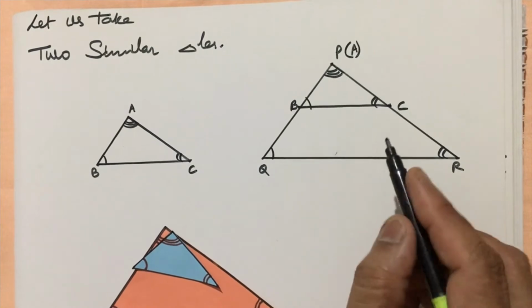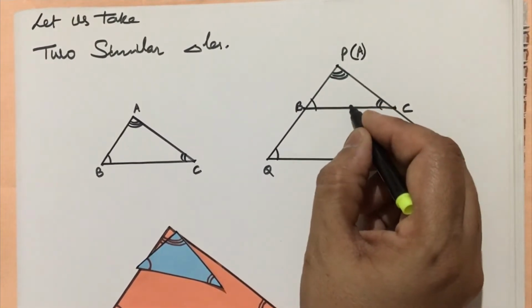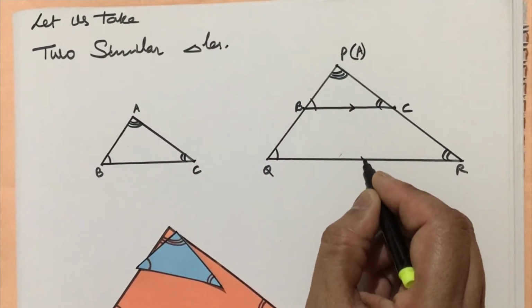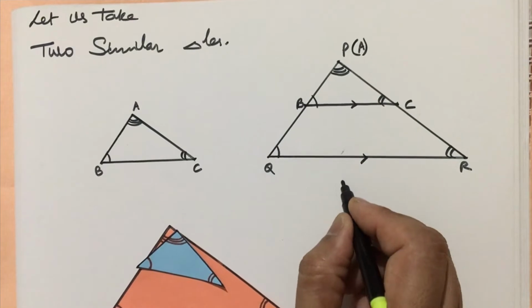So can we say that this BC is parallel to QR? Yes. Now here you can say that this BC is parallel to QR. This is one case I am taking, case 1.